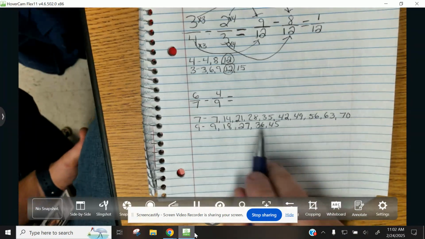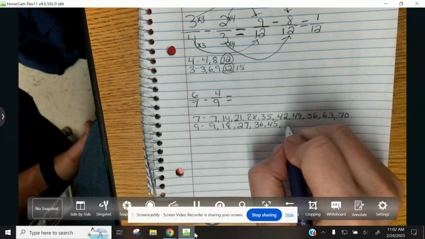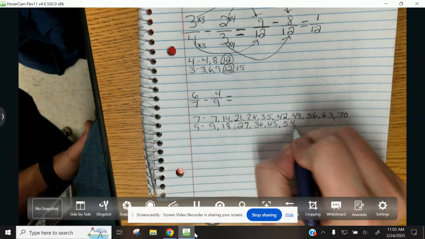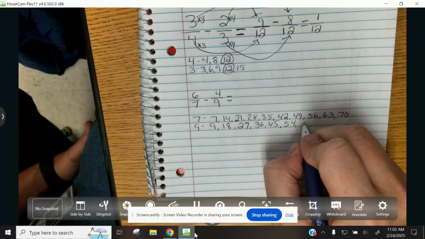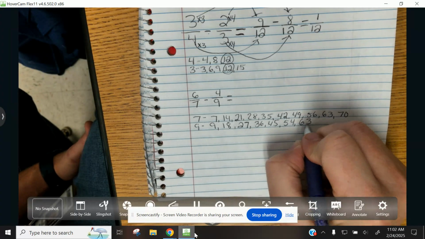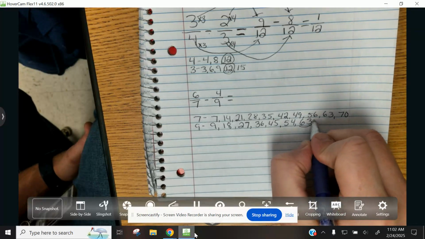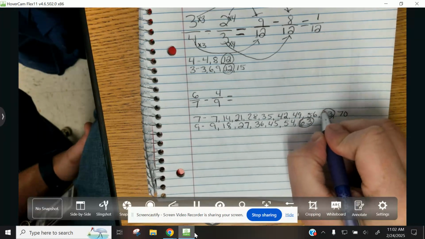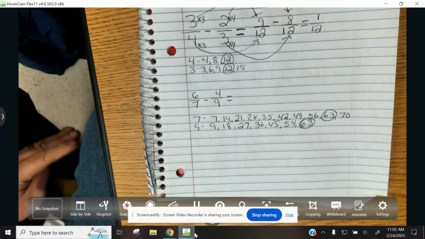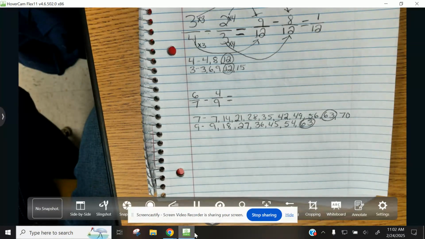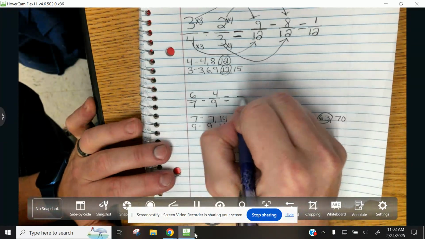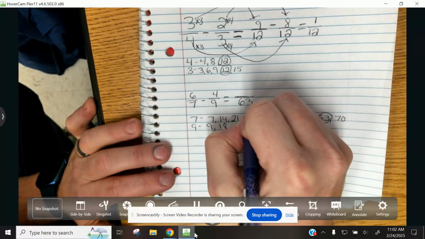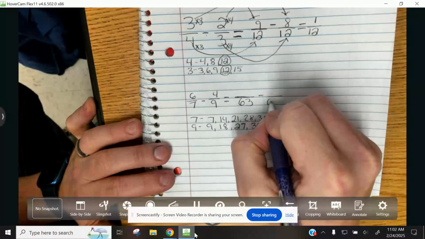So now I'm going to do 9 facts to try to see what I have. 54, 63. Oh, there it is. So had to do a lot more facts that time. Okay. So we're going to come over here, do 63 minus 63.